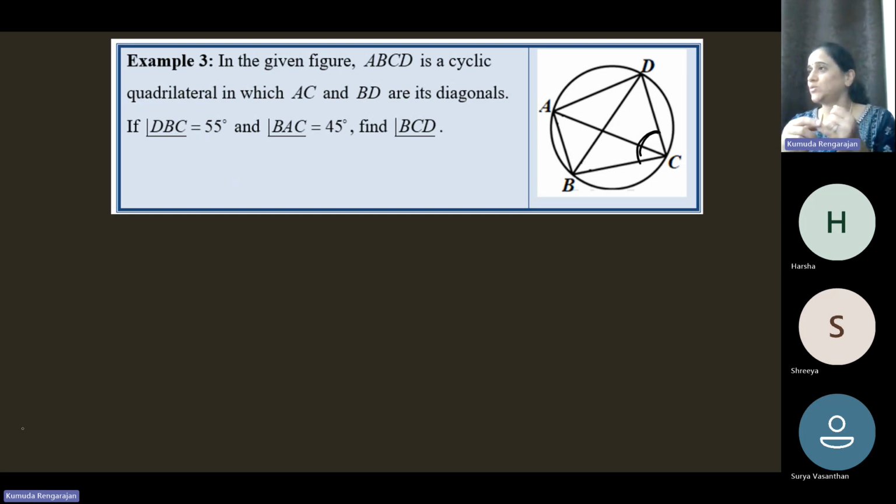Now I want you to use something. First find the thing I don't know, and then find that angle using: opposite angles are supplementary in a cyclic quadrilateral. Yeah, do it. You can just roughly work in your book and just come back.